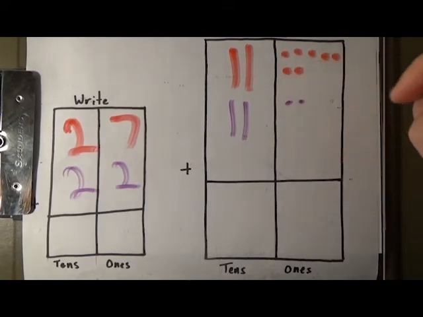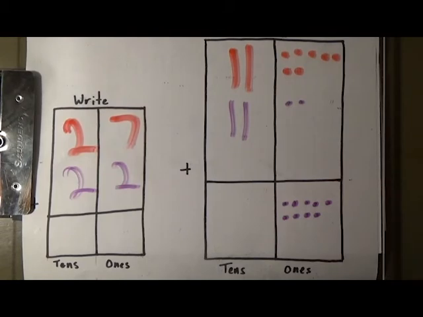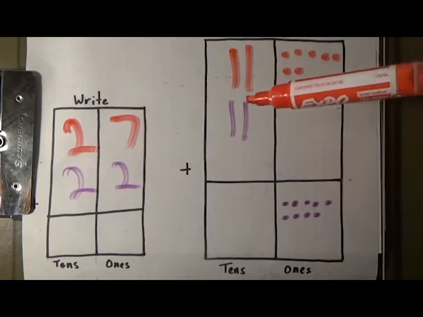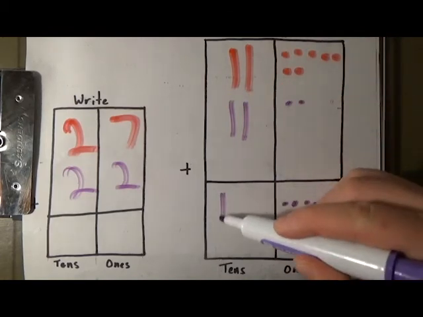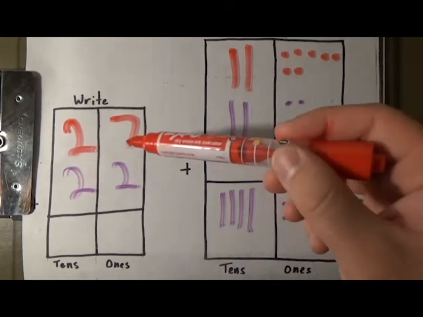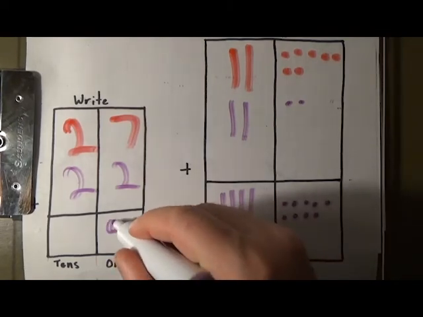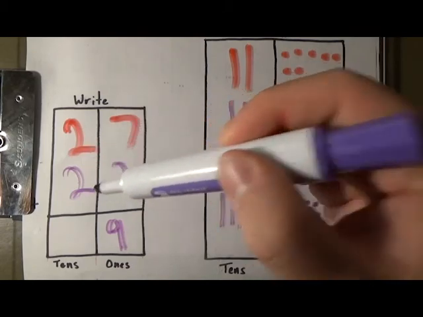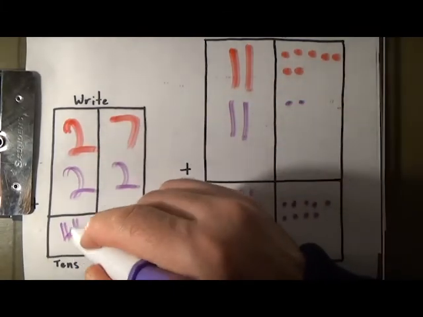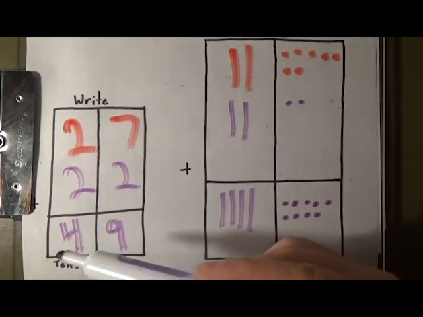So let's count them up. We have 7, 8, 9. So we have 1, 2, 3, 4, 5, 6, 7, 8, 9 ones. And then we have 2 and 2. 1, 2, 3, 4. So we have 1, 2, 3, 4 tens. Great. Then here we have 7 plus 2 is, of course, 9. And 2 plus 2 is 4. So 4 tens, 40, and 9 ones, 9. 49.